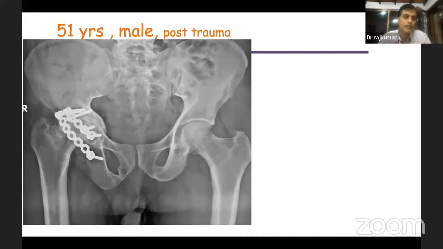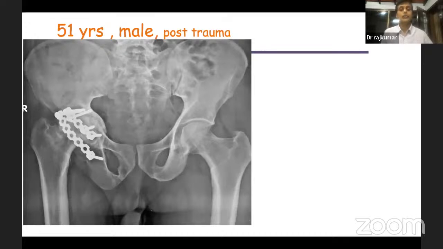The next case is again a 51-year-old male, post-trauma. A common situation: post-acetabular fracture, particularly a posterior wall fracture. You will see patients coming with these kind of plates in the posterior aspect. Because of that, the patient develops post-traumatic arthritis, protrusio, all these things. So in this situation, again, no doubt that THR is a must.